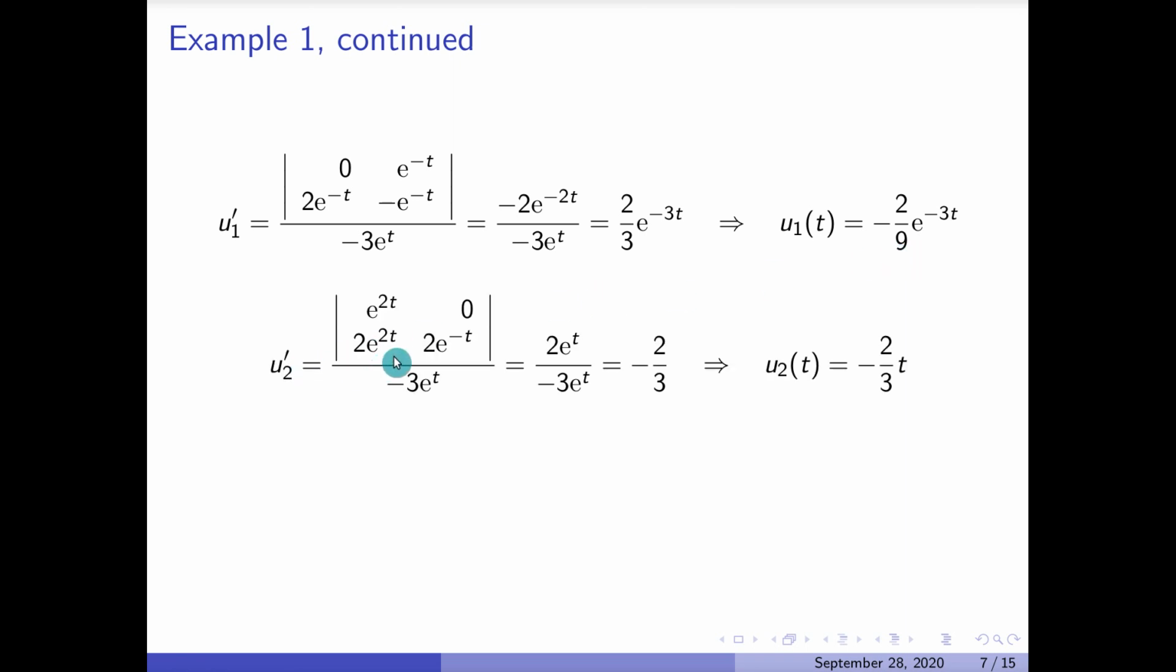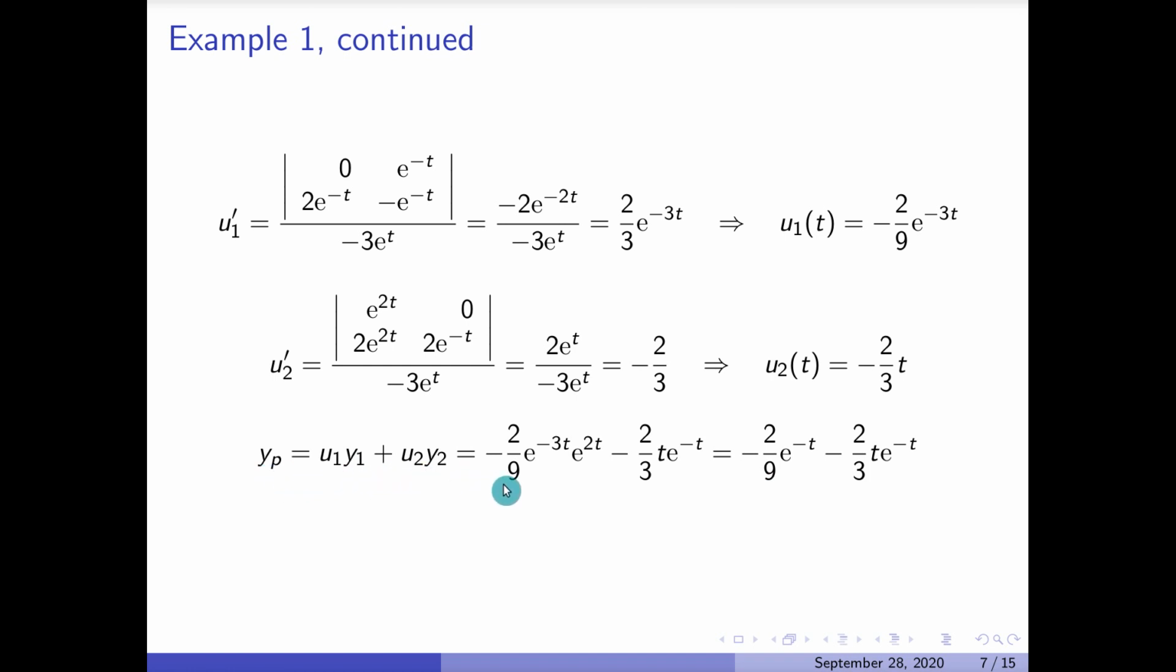Similarly, u2 prime is found from Cramer's rule. So you see here, this is y1 and y1 prime, and this is the right hand side, right? This column just came down here. Good. And now when you simplify, you just get minus 2/3, and so u sub 2 is going to be minus 2/3 t. Now we have u1 and u2. We can figure out what our y sub p is: u1 y1 plus u2 y2. So that's just going to be our u1 times y1 plus u2 times y2. And if you simplify that, you get this expression down here.